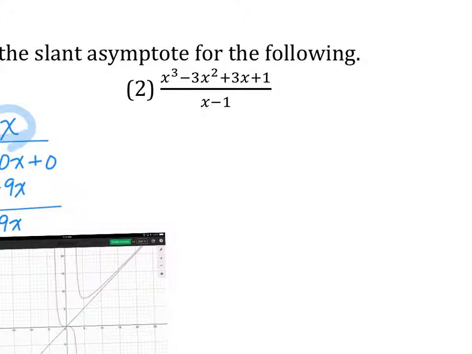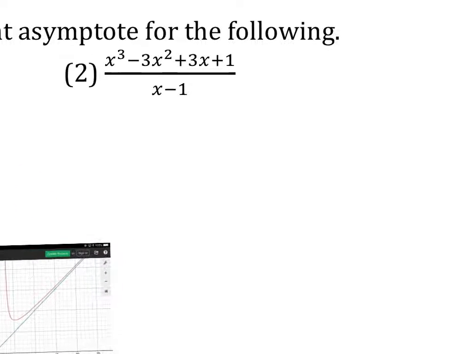You're going to find the slant asymptote by long division. This one you actually don't have to do long division because the divisor is a linear polynomial. If it's linear, you can just do synthetic division. You can't do synthetic division when the divisor is higher than linear. All you're looking for is the quotient.